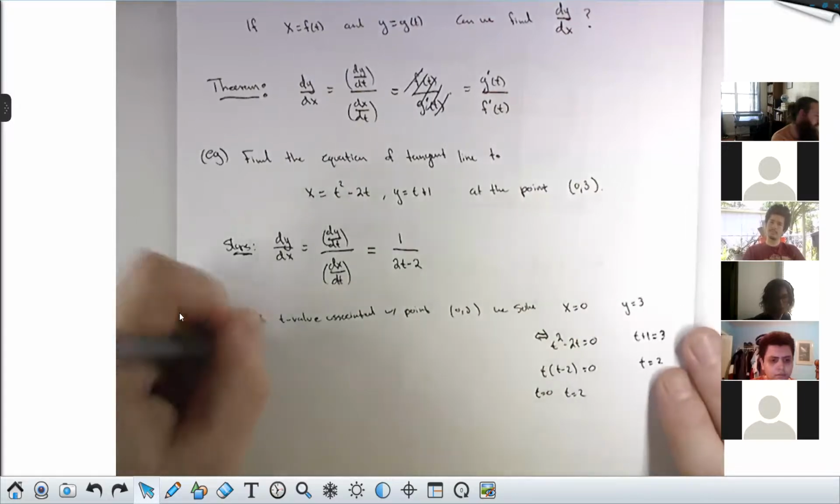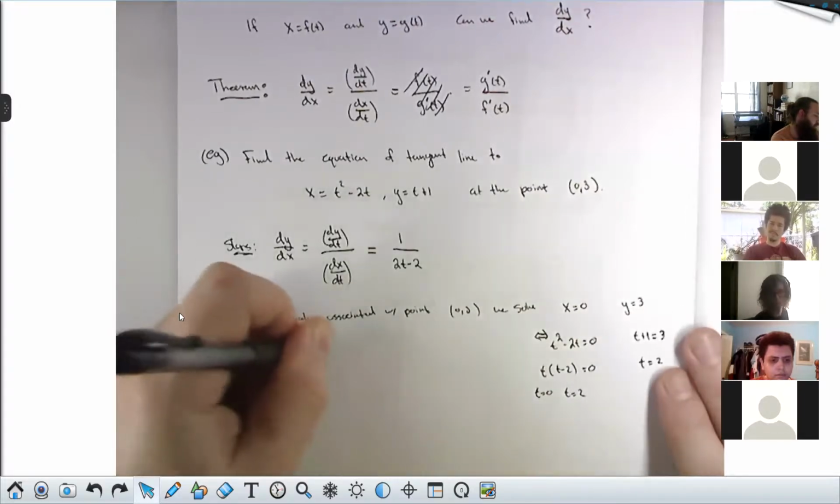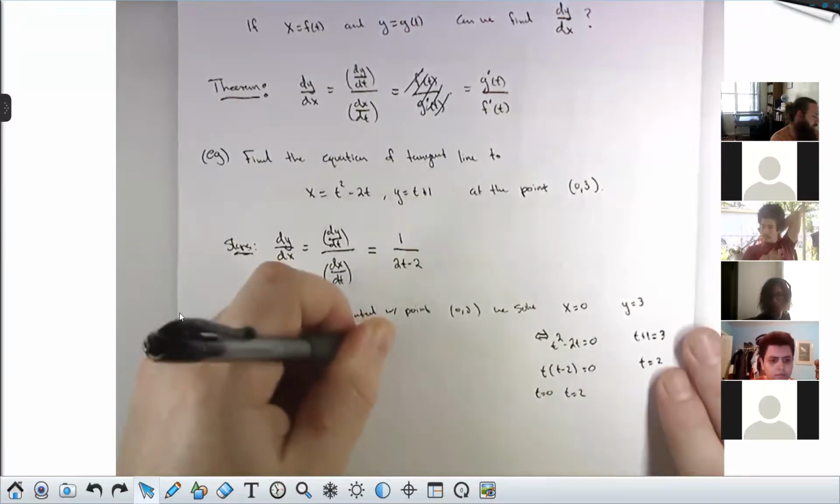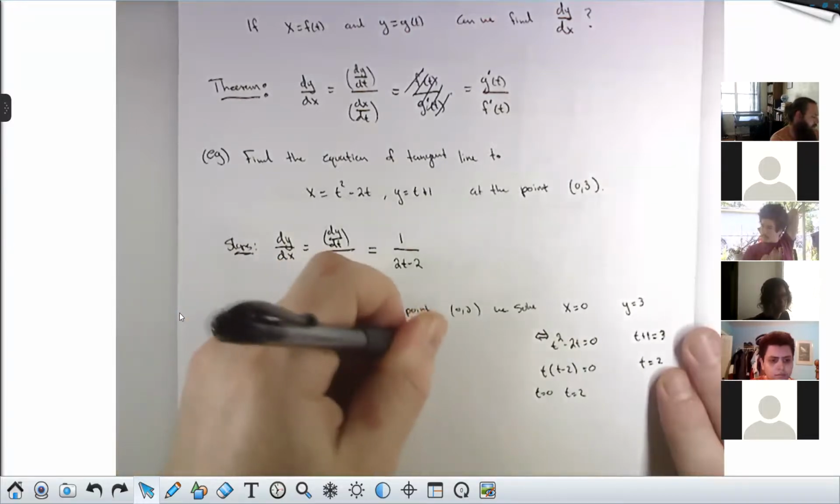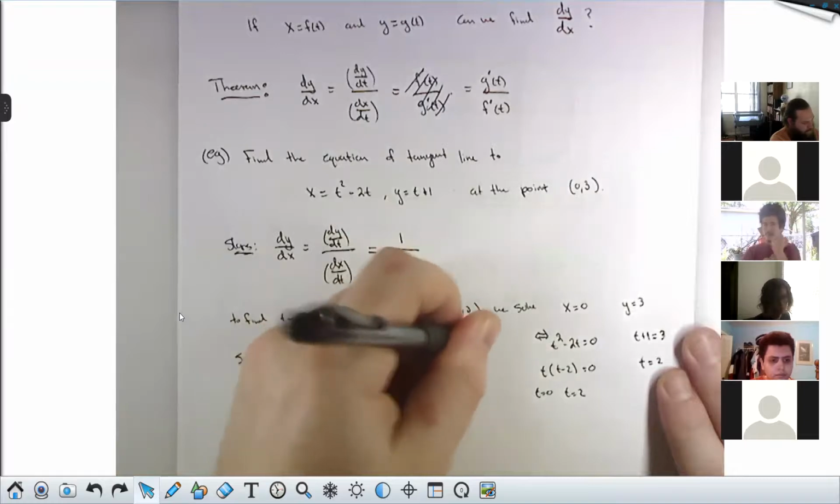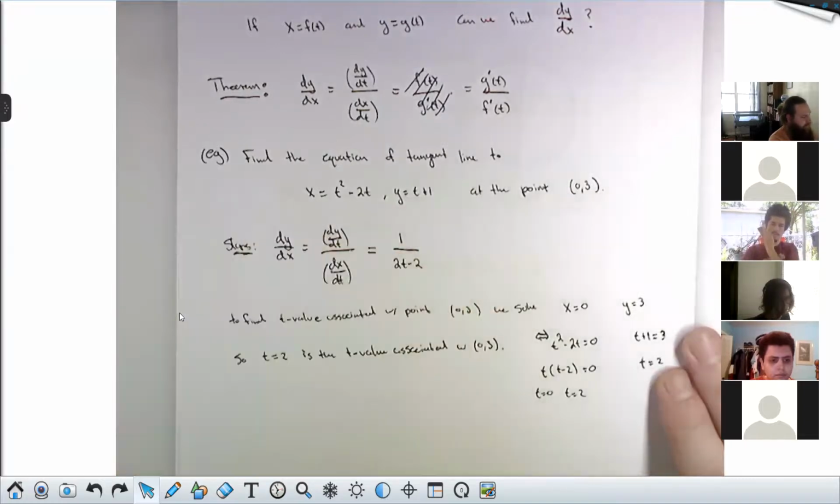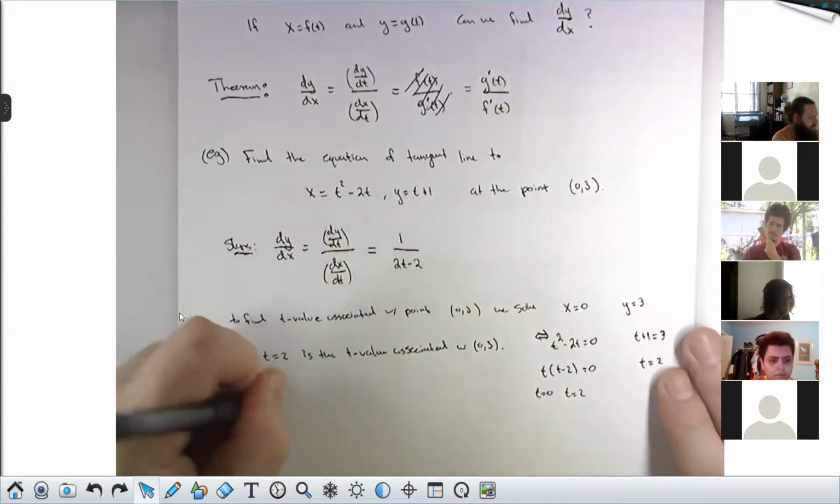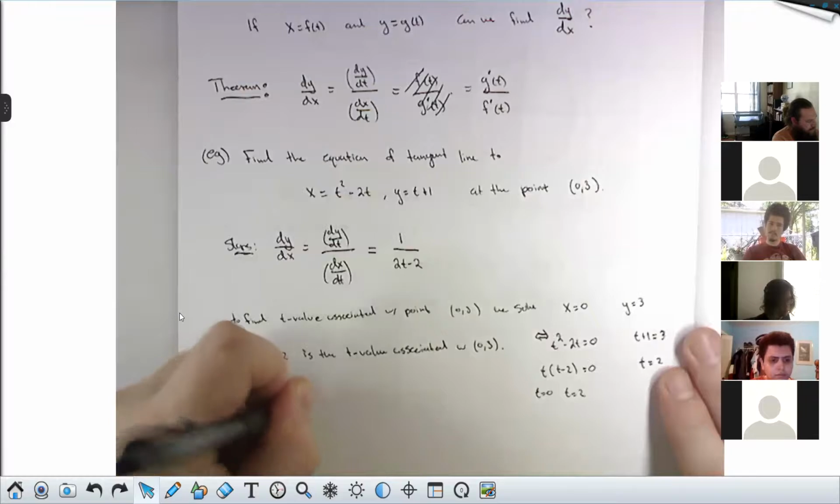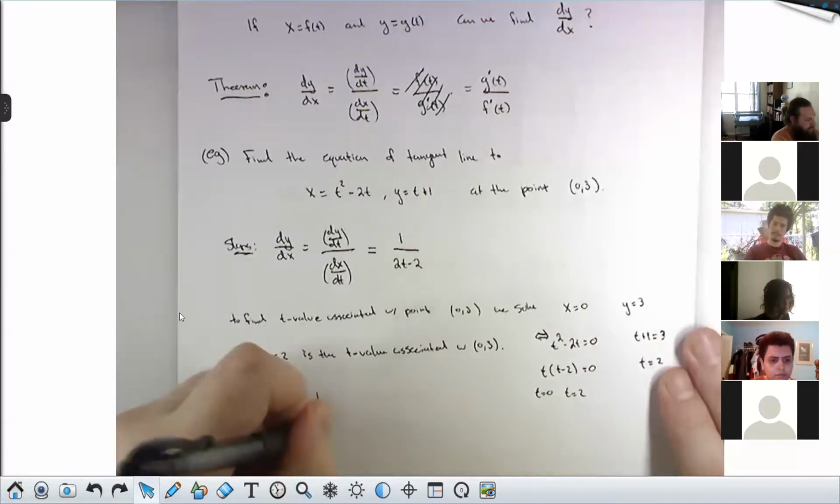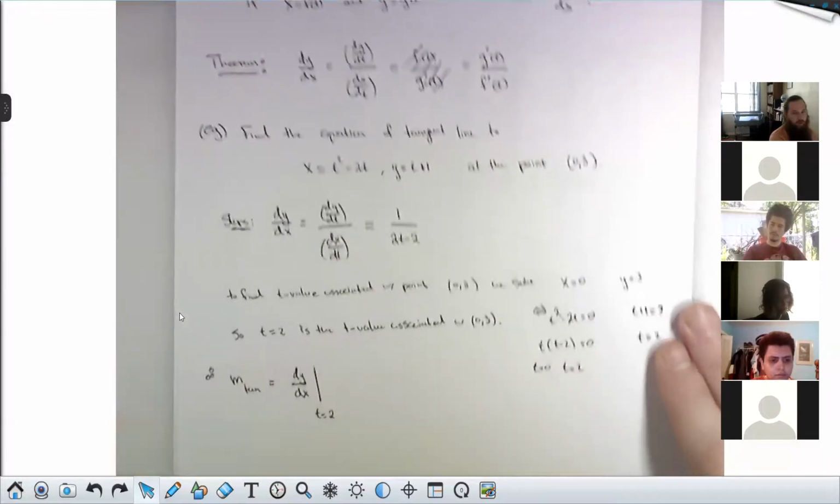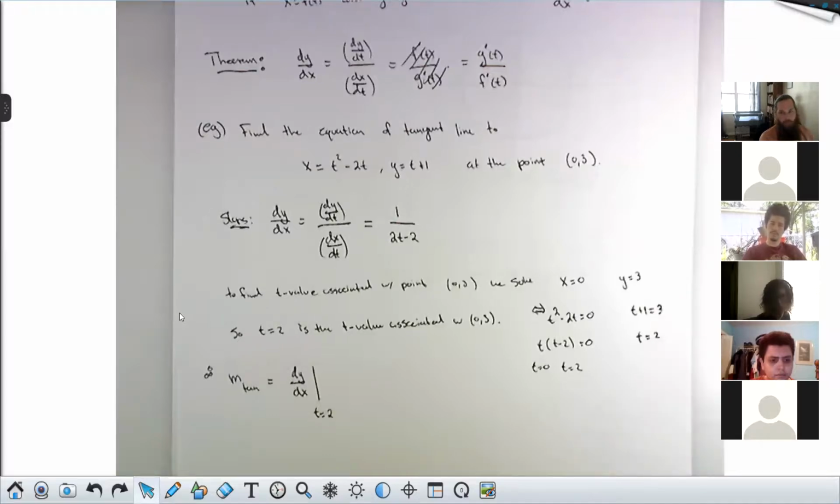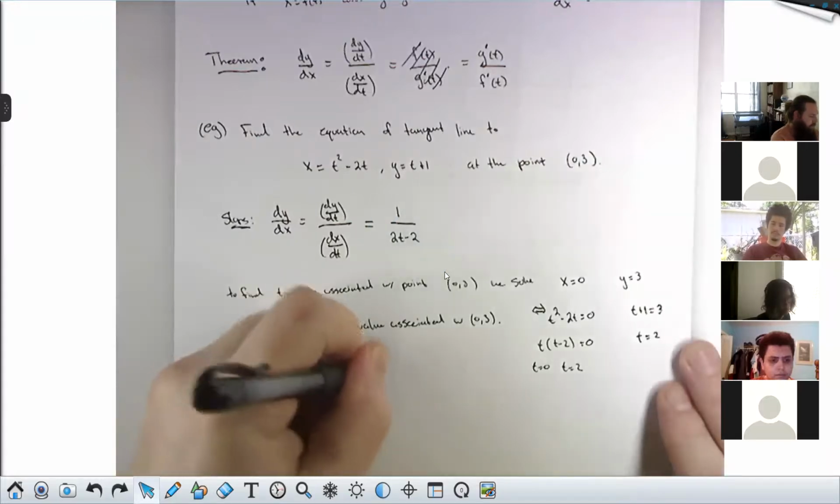So t equals 2 is the t value associated with 0, 3. Therefore, the slope of my tangent line is always going to come from the dy dx derivative, but I need to evaluate it at t equals 2. In other words, I need to take this and plug in 2 for t.